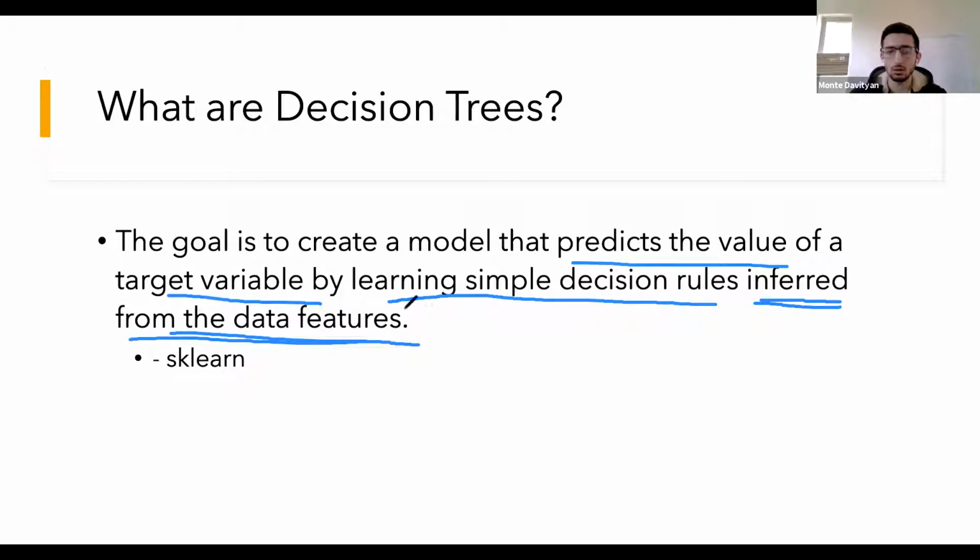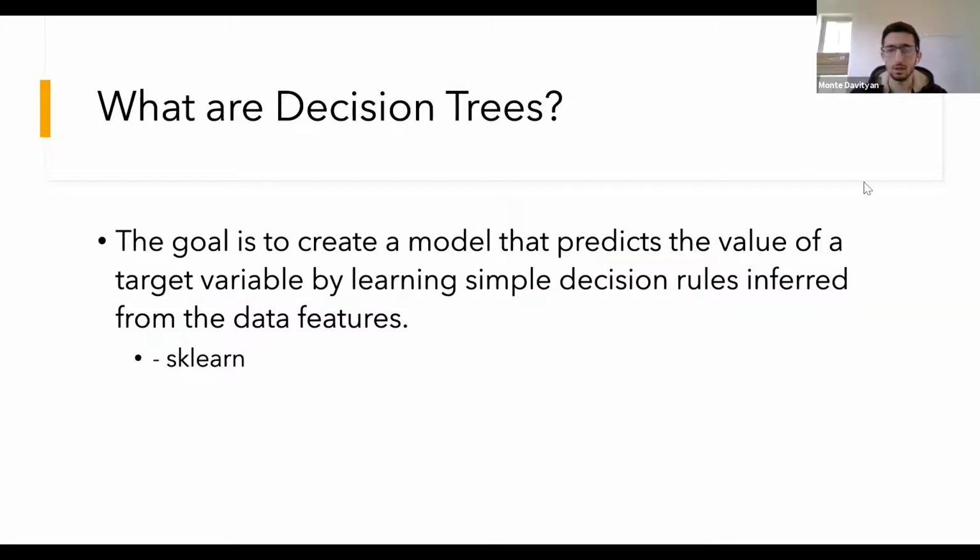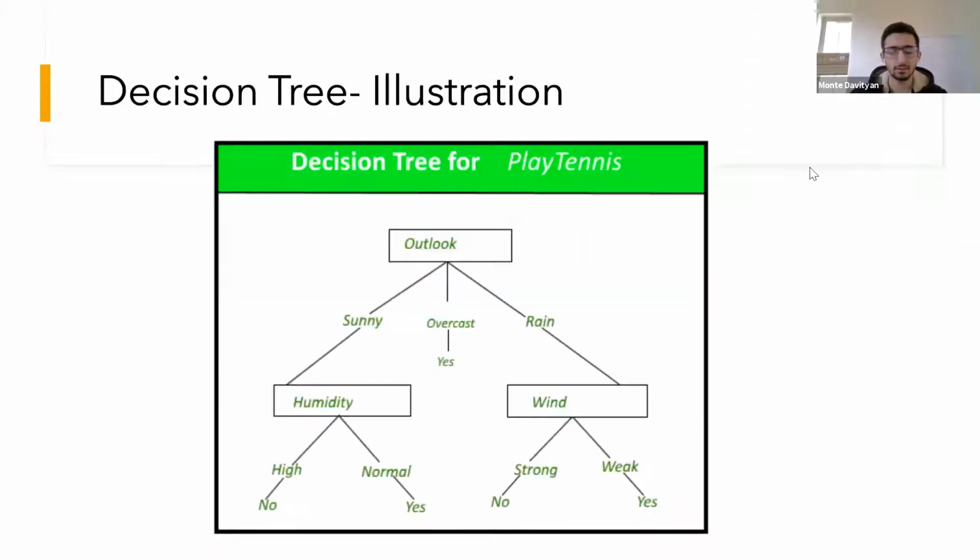Decision trees are not learning the slopes. In linear regression, we had y equals mx plus b, and the m was being learned, the b was being learned. Instead, decision trees learn simple decision rules, and we'll see what that means. But the best way, I think, to explain this is through an illustration.